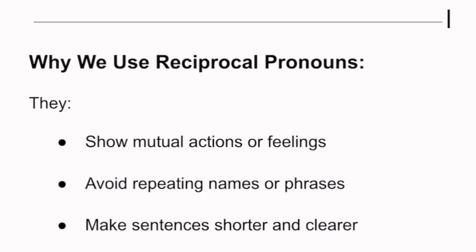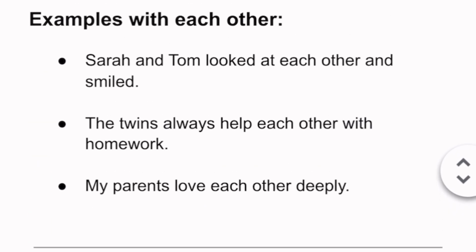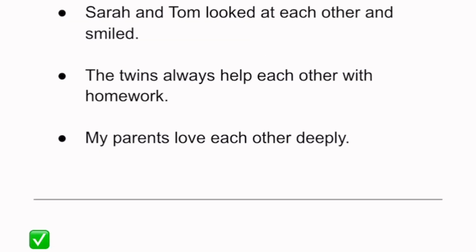Why do we use reciprocal pronouns? We use reciprocal pronouns to show mutual actions or feelings, to avoid repeating names or phrases, and to make sentences shorter and clearer. Because instead of saying Sarah looked at Tom and Tom looked at Sarah and they smiled, that's so complex. Just say Sarah and Tom looked at each other. Instead of saying Kehinde helps Taye, Taye helps Kehinde with homework, no, the twins always help each other with homework.